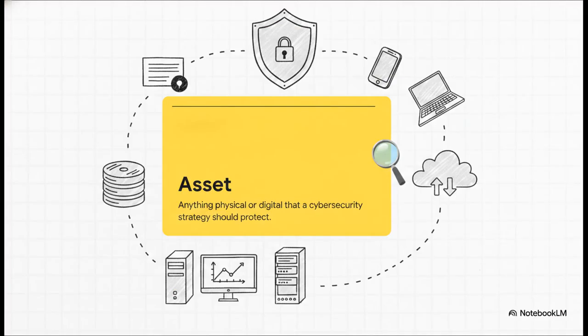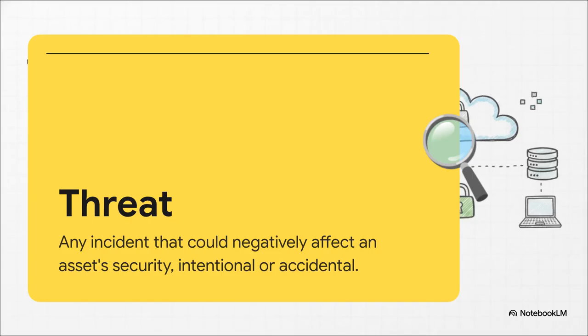First up, we have asset. An asset is literally just the target we're trying to protect. Now, it's vital to remember that this isn't just data. While a database of customer information is absolutely an asset, physical computer machines, servers, and even the software applications themselves are all assets that require a rock-solid protective strategy. Next is threat. A threat is basically any incident that can cause a negative outcome for your assets.